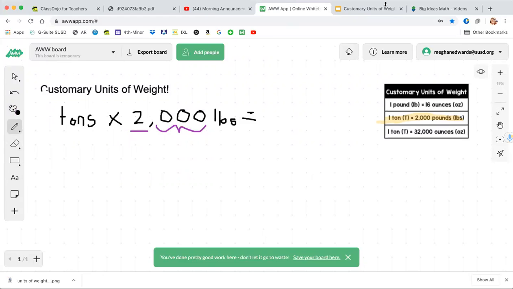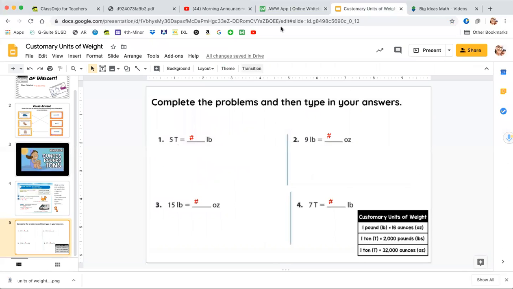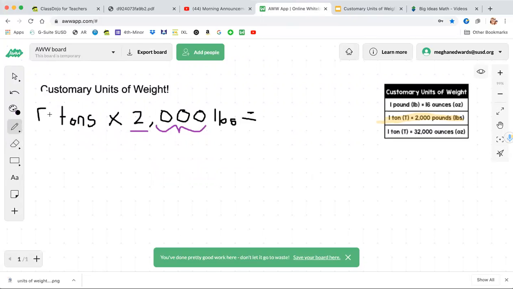And I'm going to write, since we're talking about 5 tons equals how many pounds, 5 tons multiplied by the 2,000 pounds in 1 ton, because 1 ton equals 2,000 pounds. So 5 times 2,000. Well, again, we know we can take this to 5 multiplied by 2. So 5 times 2 is 10. And then I'm going to add those 3 zeros behind it. So 1, 2, 3. Add my comma. And my final answer is 10,000 pounds.